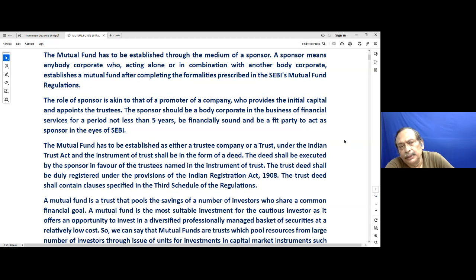Now, the role of sponsor is akin to that of a promoter of a company who provides the initial capital and appoints the trustees. The sponsor should be a body corporate in the business of financial services for a period not less than 5 years, be financially sound, and be a fit party to act as sponsor in the eyes of SEBI.